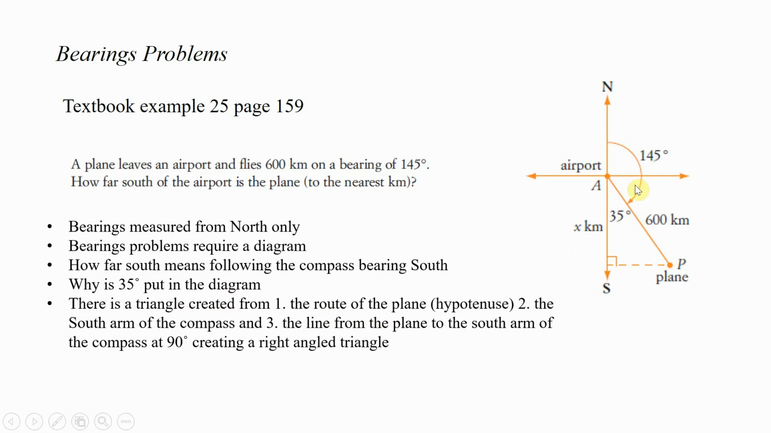We have a triangle from the plane direction and route, the hypotenuse. We have this side here, which is the one we need to find, and we have an unknown side as well coming from the plane straight across to south, forming 90 degrees. So there's our right angle triangle. Now we can use trig.